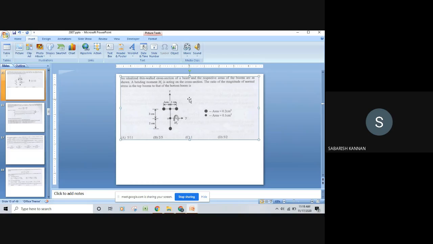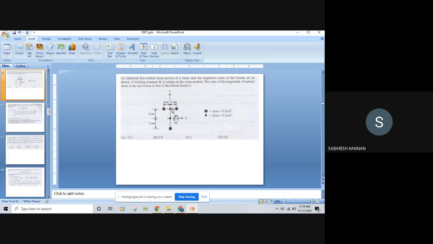So first thing, check your plane. Already I told you, check which plane the problem lies in. In this problem, the problem lies in the YZ plane, right? And the second thing, we need to know whether the problem is symmetric or unsymmetric. So you must know these two things.